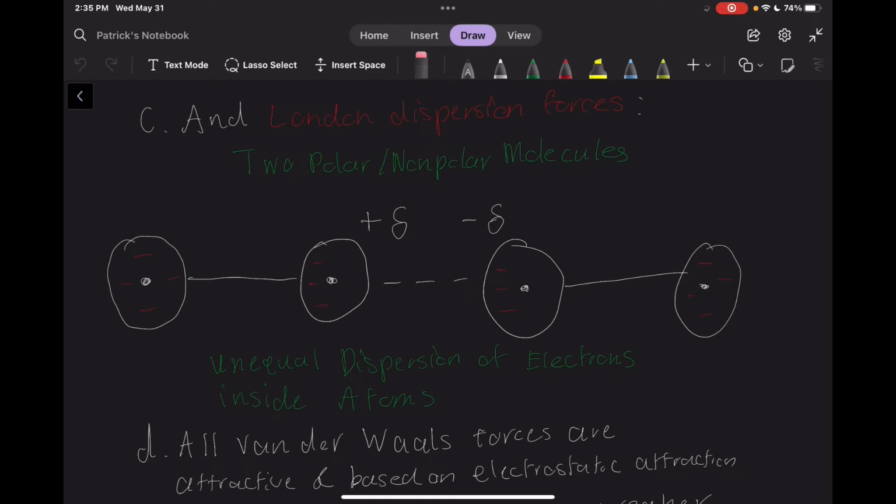Some viewers might be curious as to why they're called London dispersion forces. The name actually doesn't come from the city of London. It's actually named for Fritz London, a German physicist who served as a professor at Duke University.